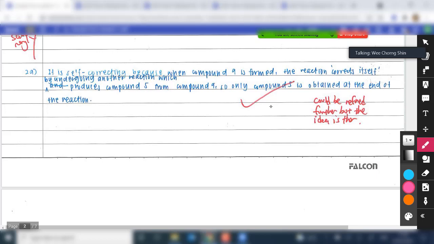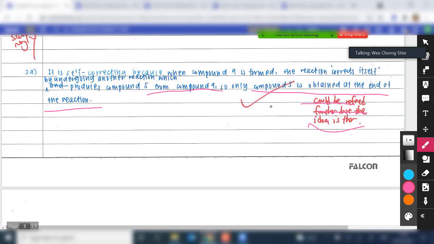Okay, so it is self-correcting because when compound 9 is formed, the reaction corrects itself by undergoing another reaction which produces 5 from 9. So only compound 5 is obtained at the end of the day. I got a bit of extent, but never talked about the reversible also. So I put here it can be refined further, but the idea is there.